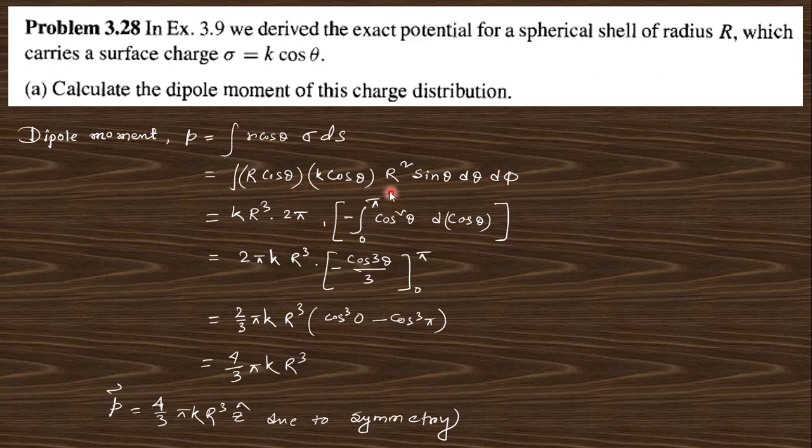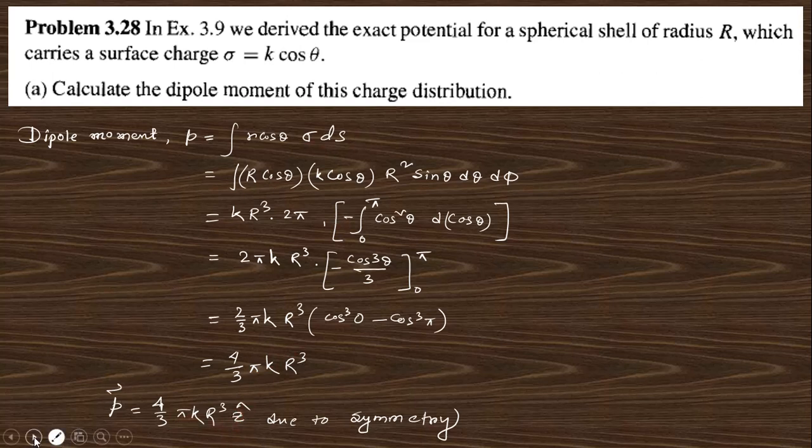So finally you get the integration over theta of cos square theta sin theta, and sin theta d theta can be written as minus d of cos theta, so a minus sign arises. So finally you get this expression. This is the dipole moment, and due to symmetry you can see that its direction will be along the z direction.